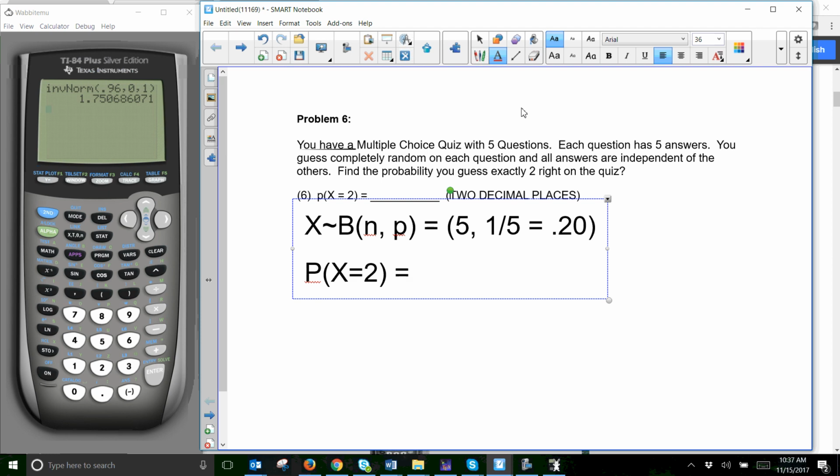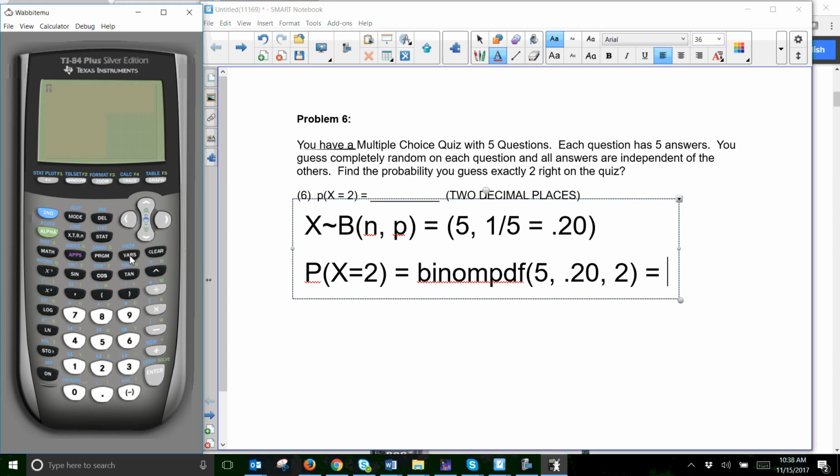that's going to be binomial PDF. Okay, so it's PDF because the point is exactly equal to 2. And here we're going to put N, which is 5, our probability of success 0.20, and our number of successes is 2. We plug that into our calculator.